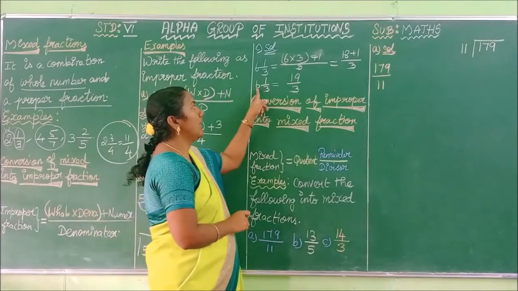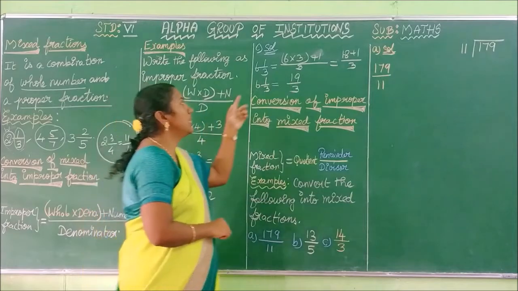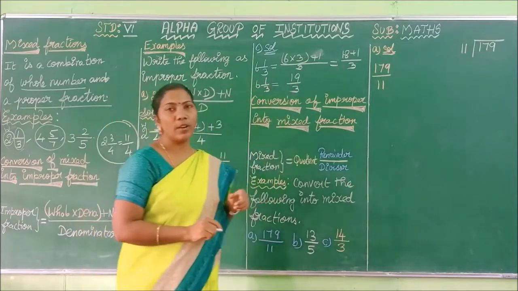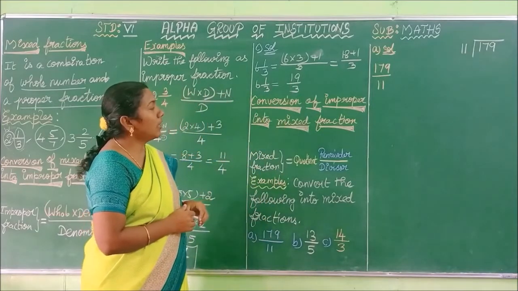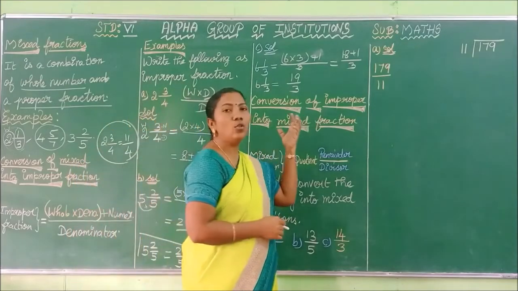See, 6 3s are 18. 18 plus 1, 19. 19 by 3. Thus we have converted the mixed fraction into an improper fraction. Okay. Next we are going to see conversion of improper into mixed.